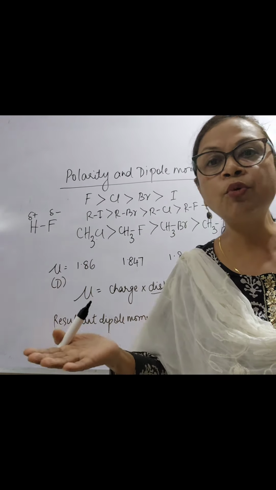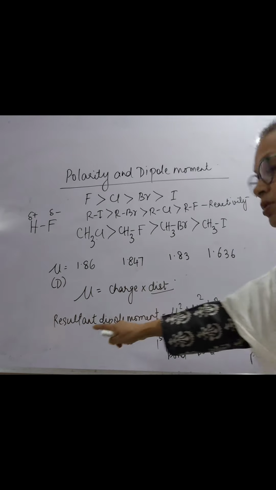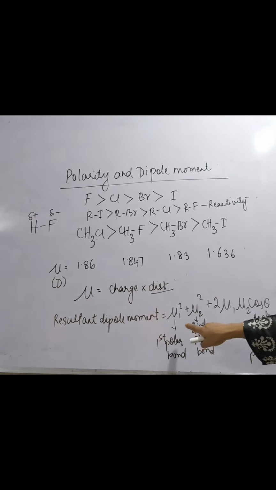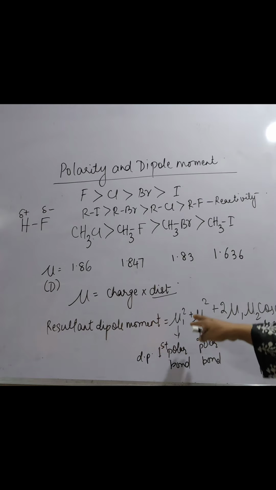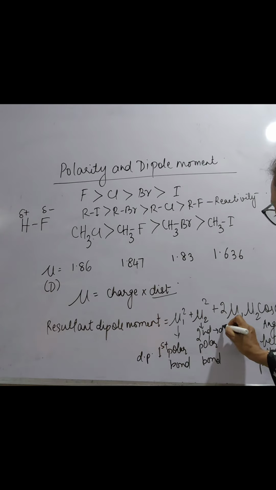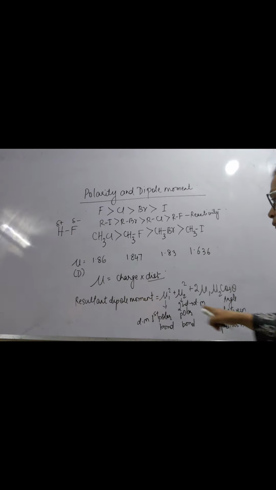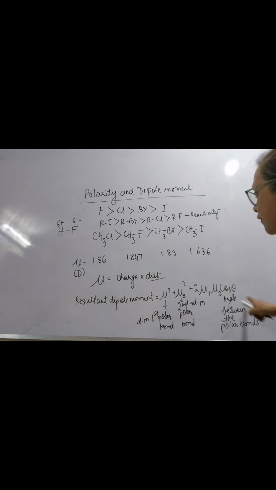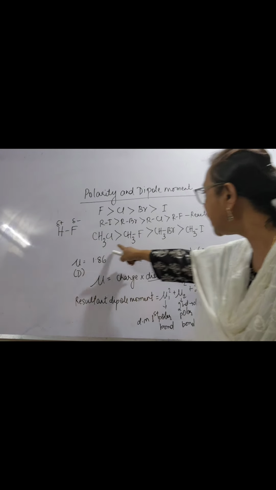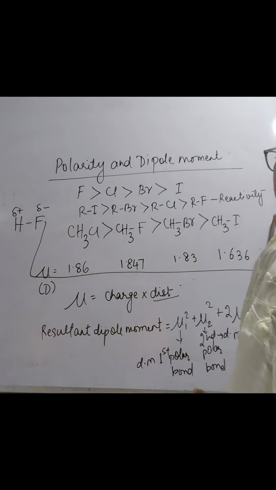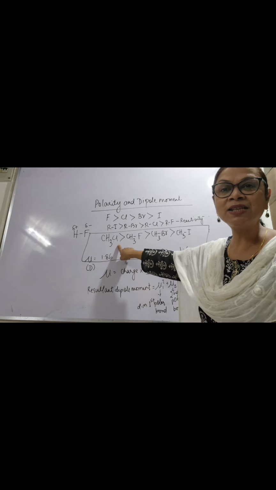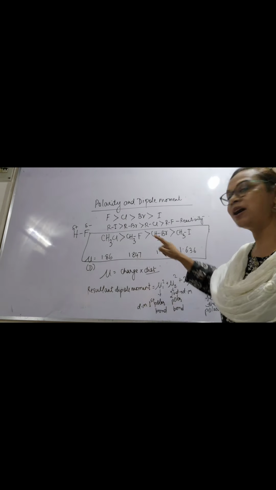Then how is the dipole moment actually measured? So the resultant dipole moment is equal to the dipole moment of the first polar bond squared, plus the dipole moment of the second polar bond squared. Actually, this is the formula which guides the resultant dipole moment. So if we understand that, after doing the calculation, we'll end up with these values. This is something that you've got to remember, and CH3Cl is experimentally more than that of CH3F.